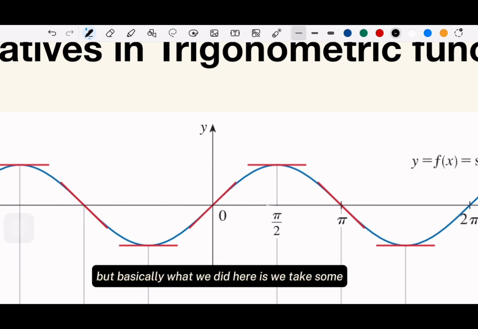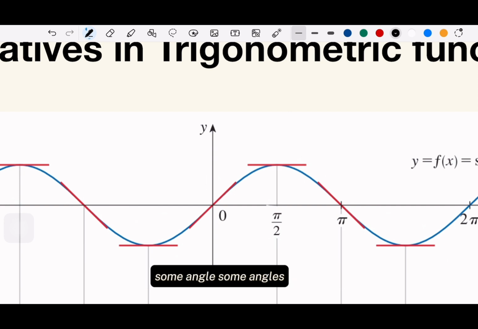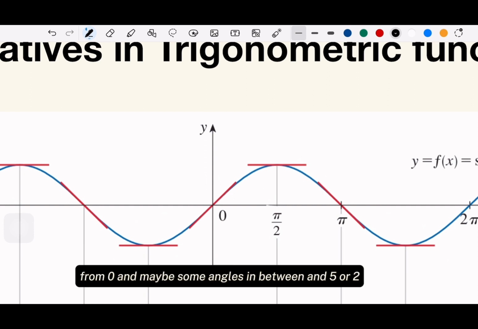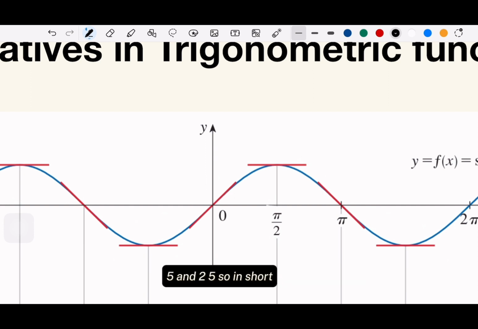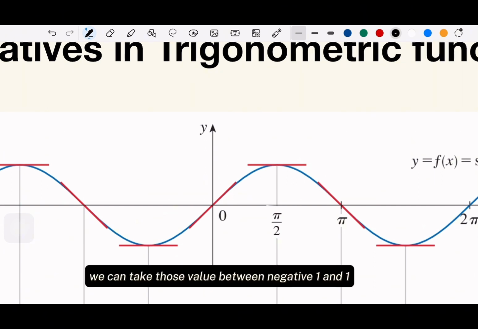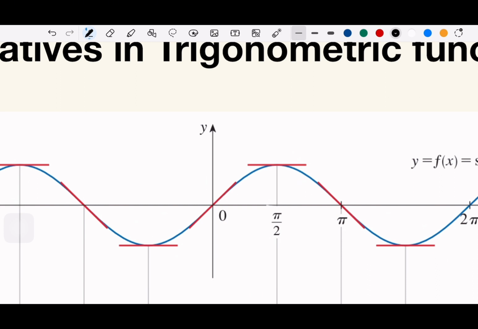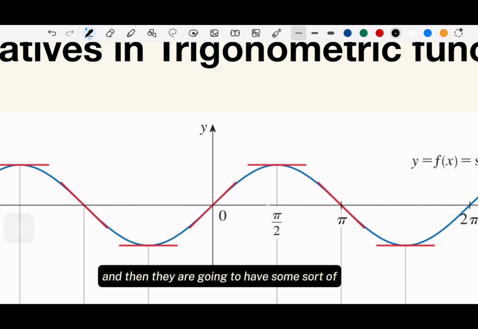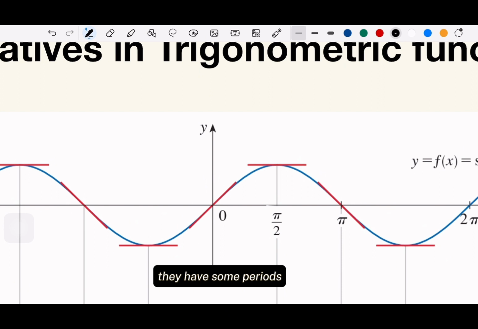But basically, what we did here is we take some angle from 0, and then maybe some angles in between, and then pi over 2, pi, and 2 pi. So in short, we can take those values between -1 and 1 because they oscillate. So from -1 to 1, and then they are going to have some periods. I think you will learn this also in physics. We call this the amplitude.